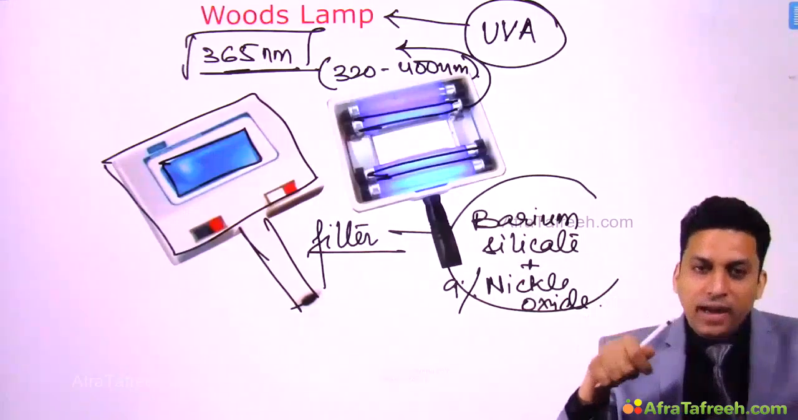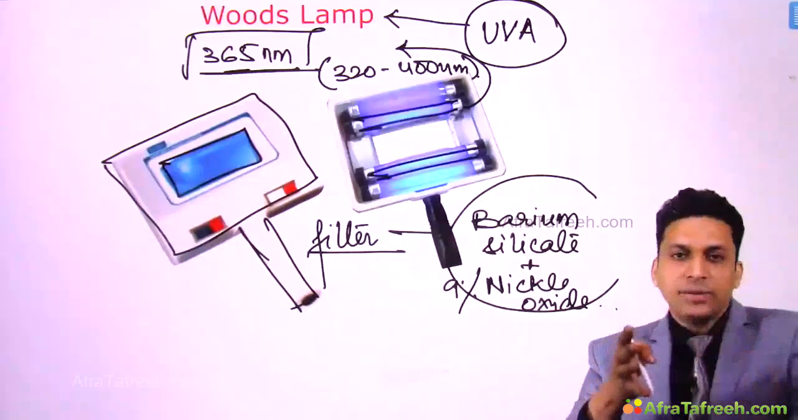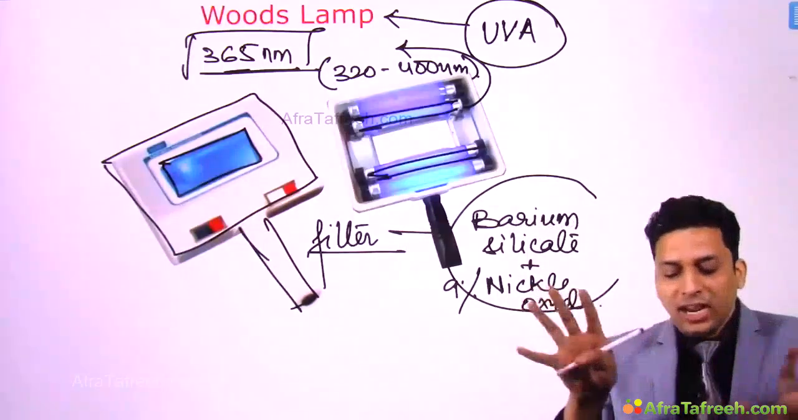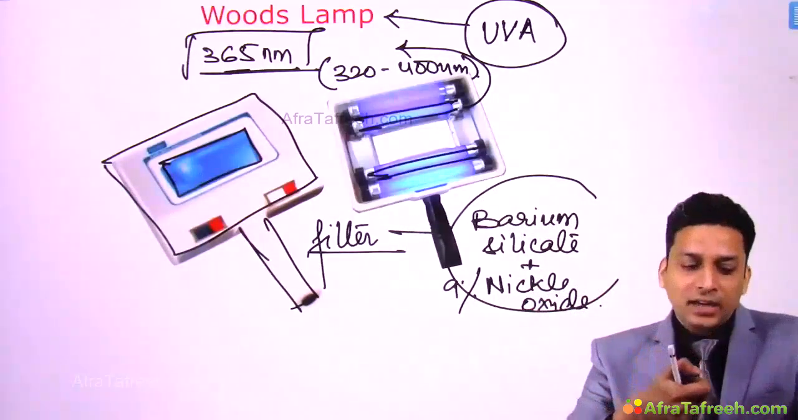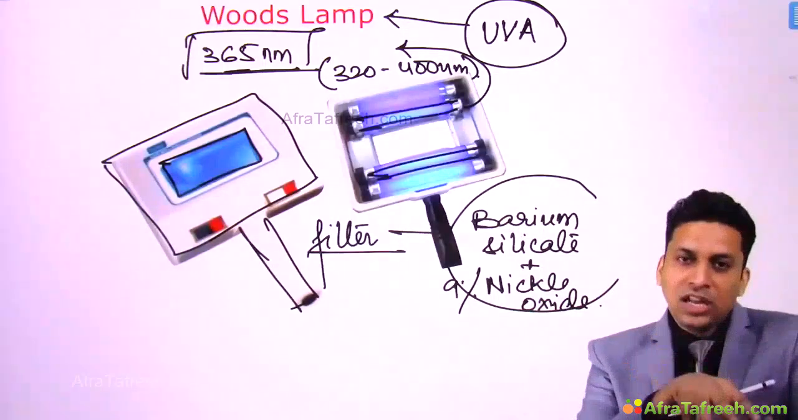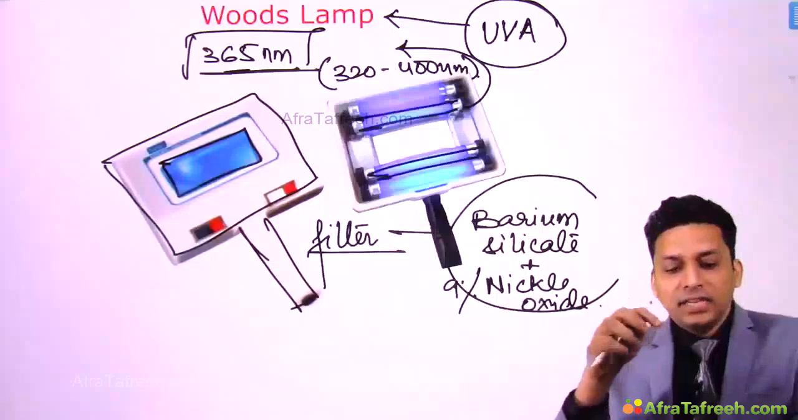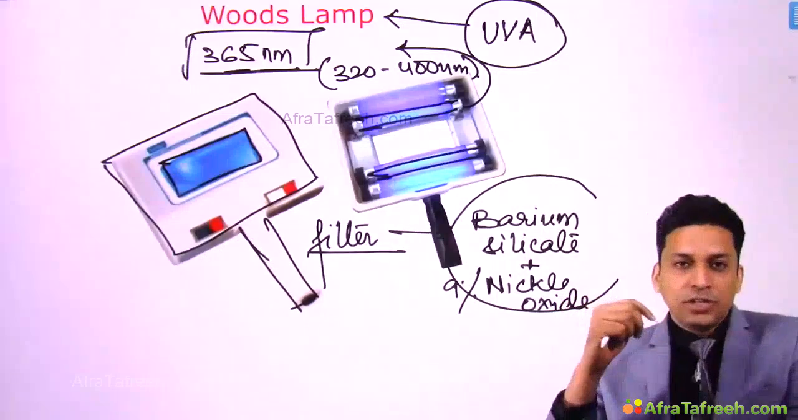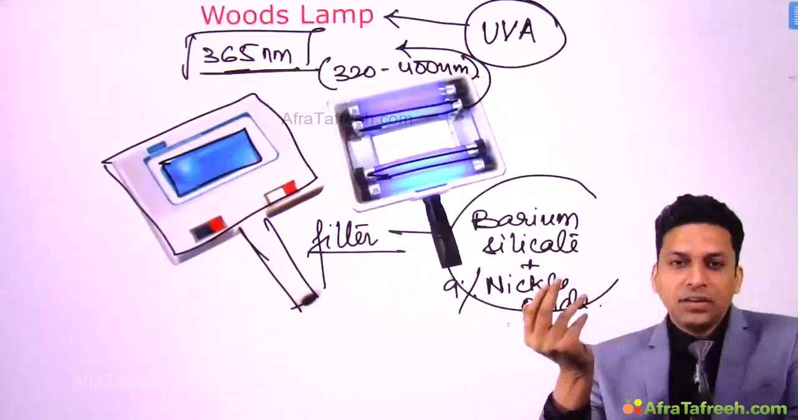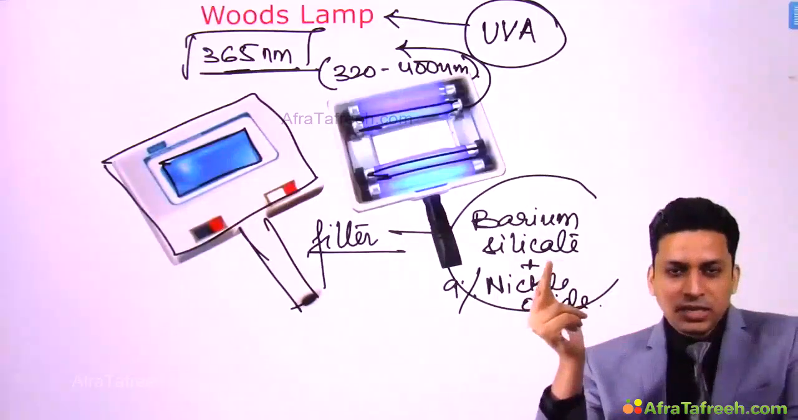Okay, so how to examine: you can ask the patient to sit in a dark room, switch off all the lights and then turn on the Woods lamp light, and under Woods lamp light you can examine through this glass window, through this filter, and then you will find this accentuation. A Woods lamp can also be used in diagnosing other conditions which we will be discussing later.